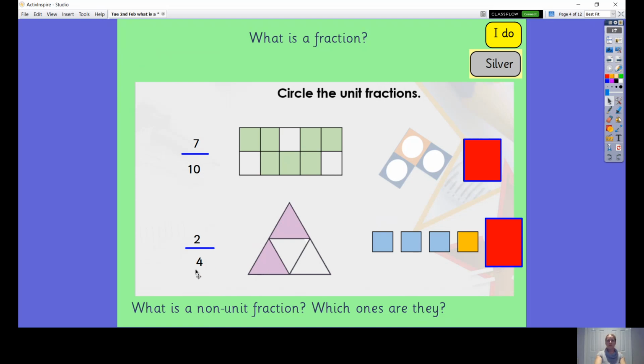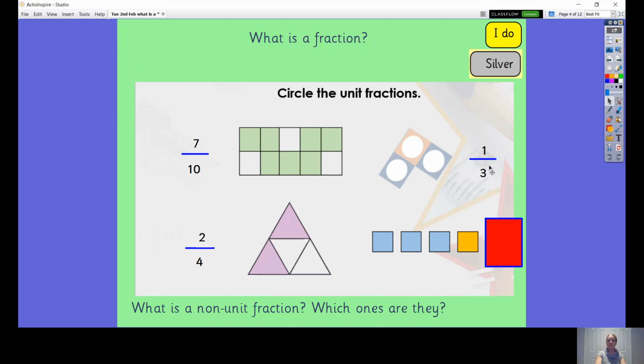4 equal pieces, so there's 4 on the bottom for the denominator, and 2 of them are shaded in purple, so it's 2/4. So again, I'm not circling that one. It's not a unit fraction, it's a non-unit fraction because the numerator is greater than 1.